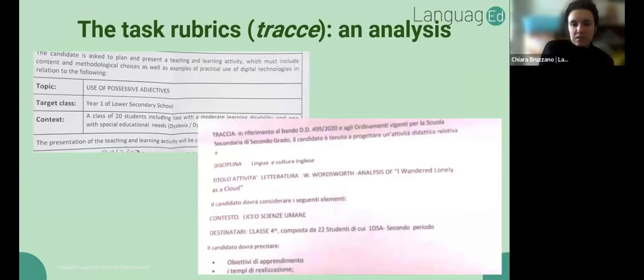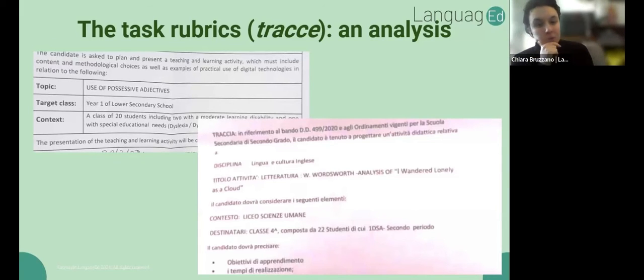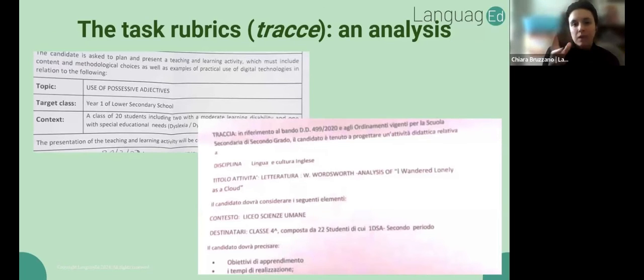Then something different entirely. Wordsworth, analysis of I Wandered Lonely as a Cloud, Liceo Scienze Umane, so you've got quite a different type of task rubric with this one.